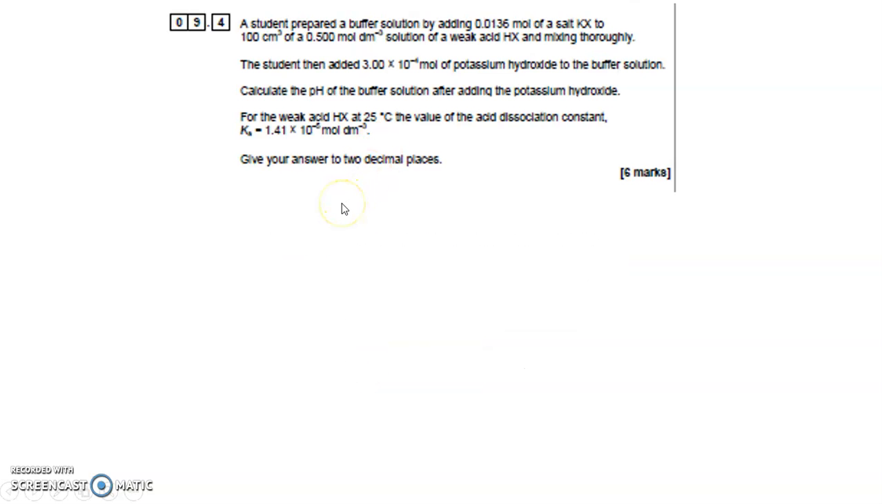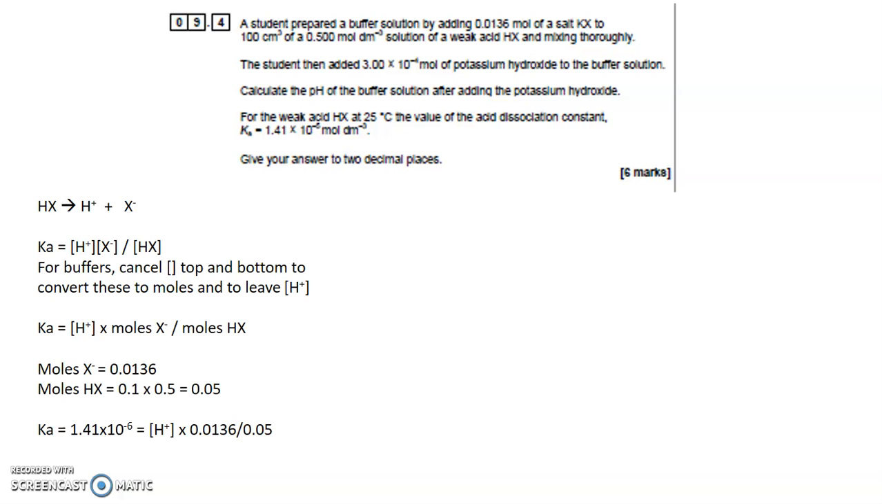The student prepared a buffer solution by adding 0.016 moles of salt KX to 100 cm³ of 0.5 mol per dm³ solution of a weak acid HX and mixing thoroughly. So first of all, I've got to recognise my equation. HX is my acid and it's going to break up into H+ and X−. So Ka, my equilibrium constant for an acid, is H+ concentration multiplied by X− concentration divided by HX.